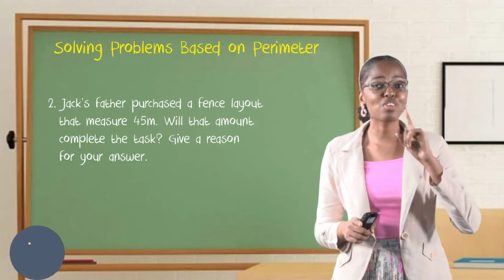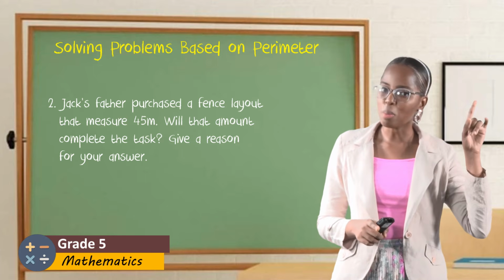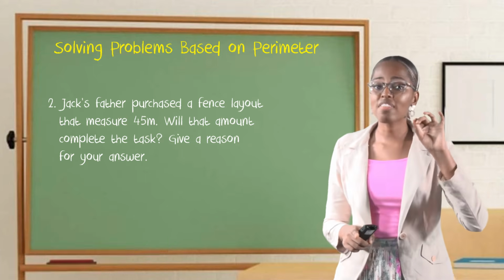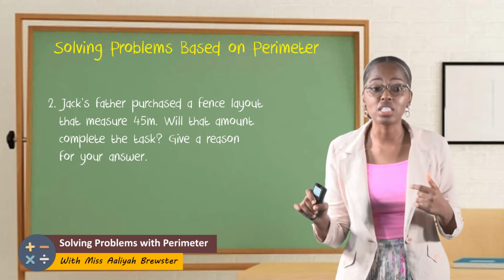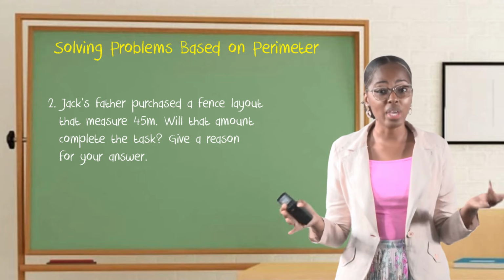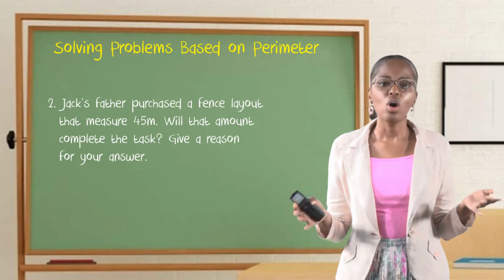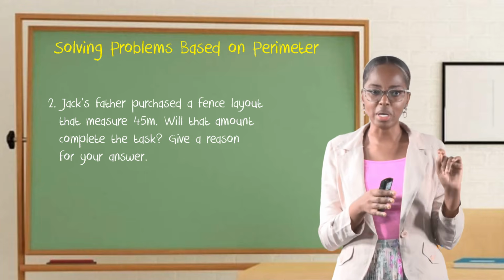Remember the second part of the question. We were tasked to do another problem solving. Suppose Jack's father purchased a fence layout that measured 45 meters. Will that amount be enough to complete the task? And we have to give a reason for our answer. Okay, so let's dissect this and look at it in a logical manner.